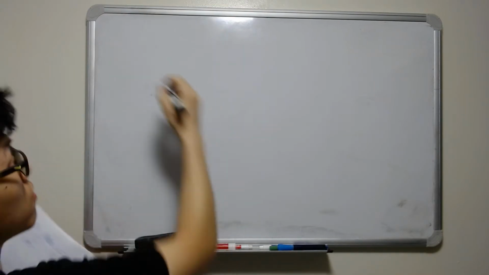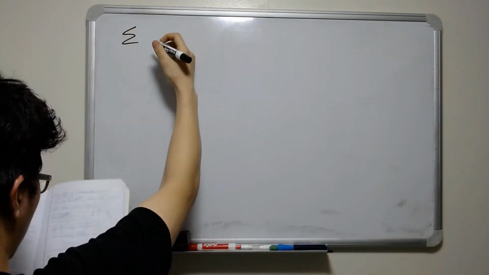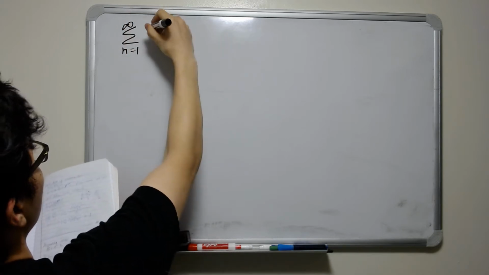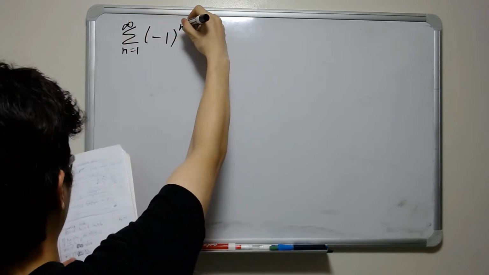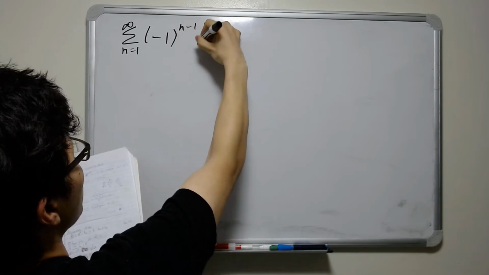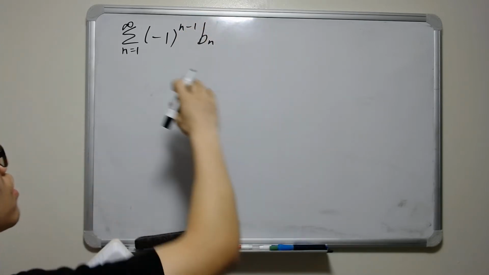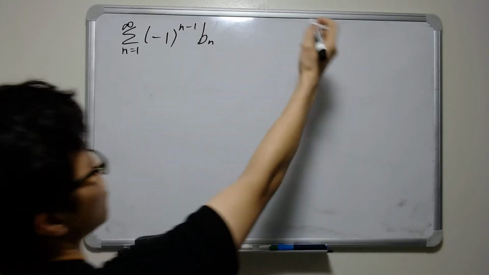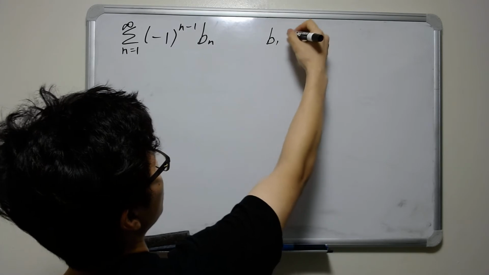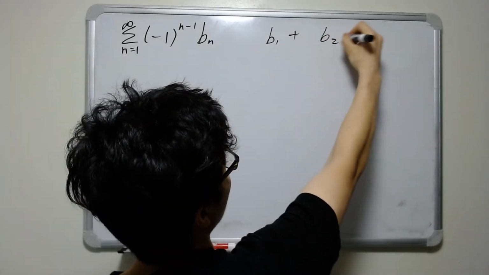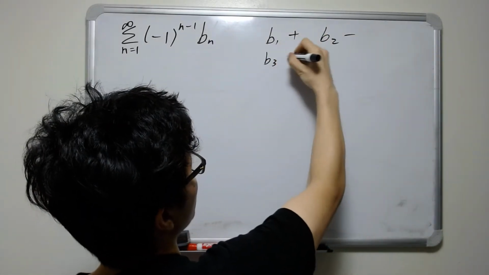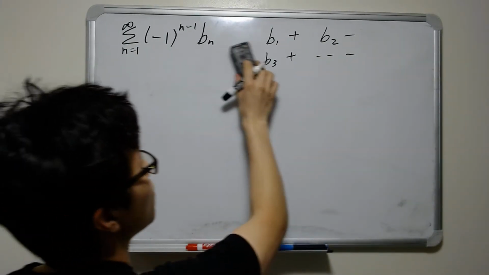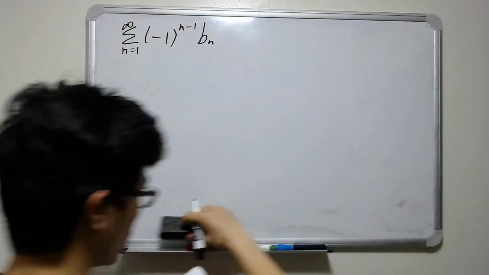So what's the alternating series? The alternating series is a series like, okay, this is the notation: the summation of (-1)^(n-1) b_n. On this alternating series, the terms alternate: b1 is positive, the second term is negative, the third term is positive, and so on. So we call this series an alternating series.